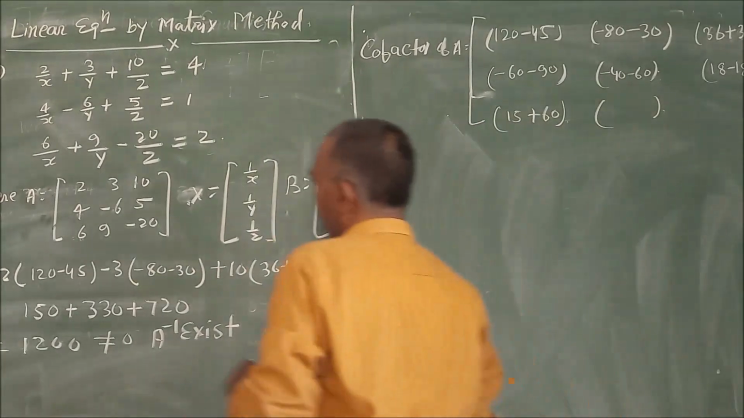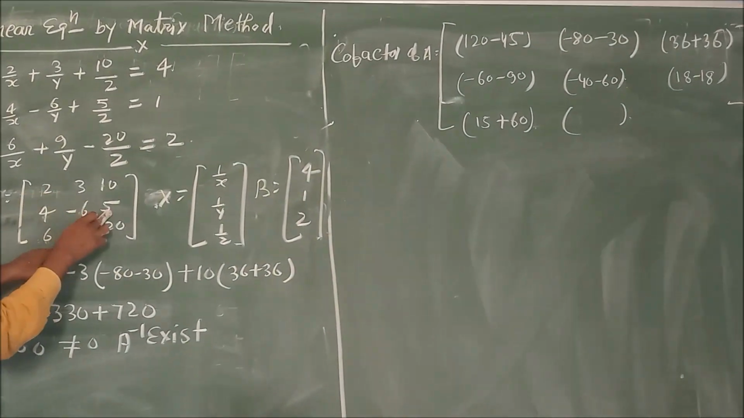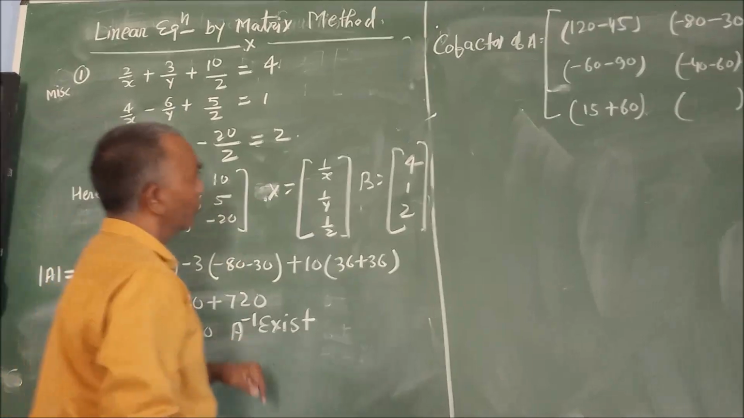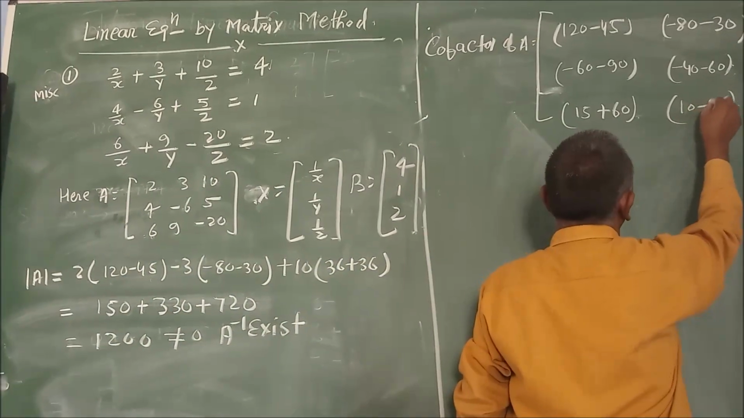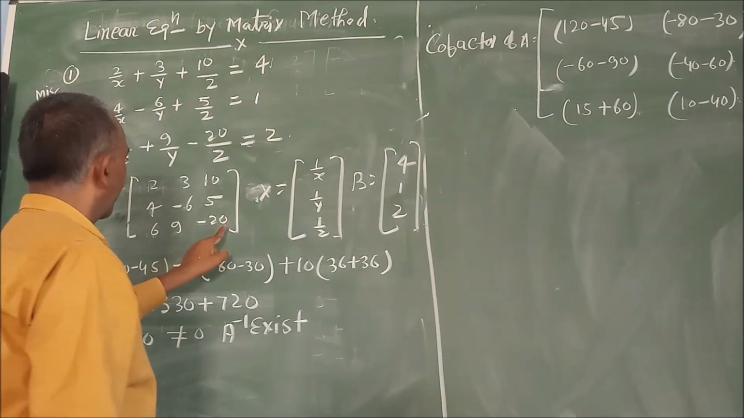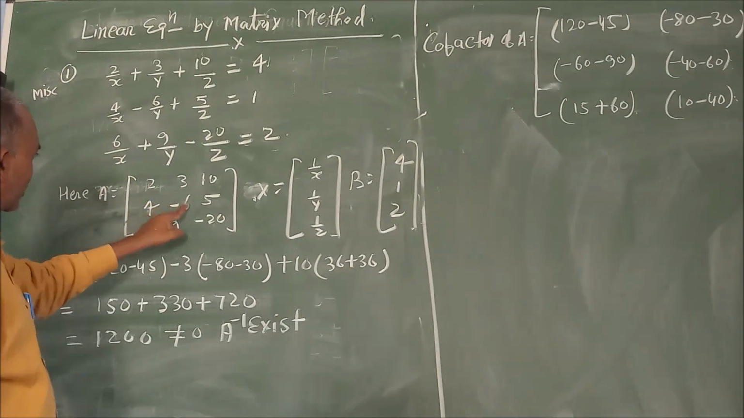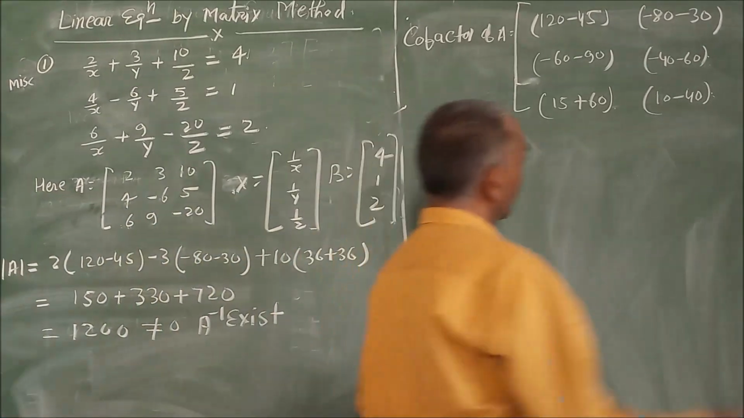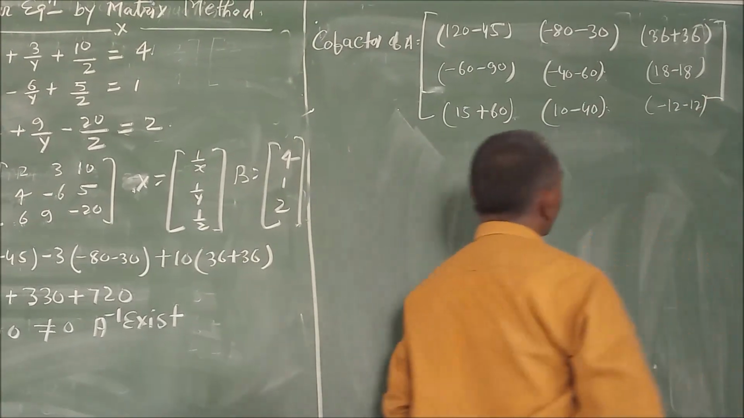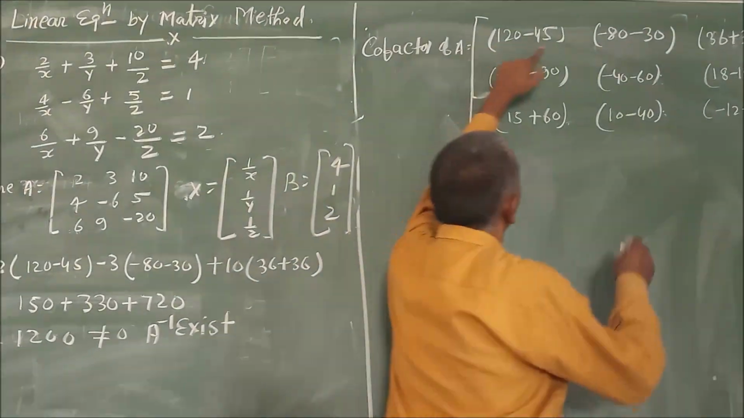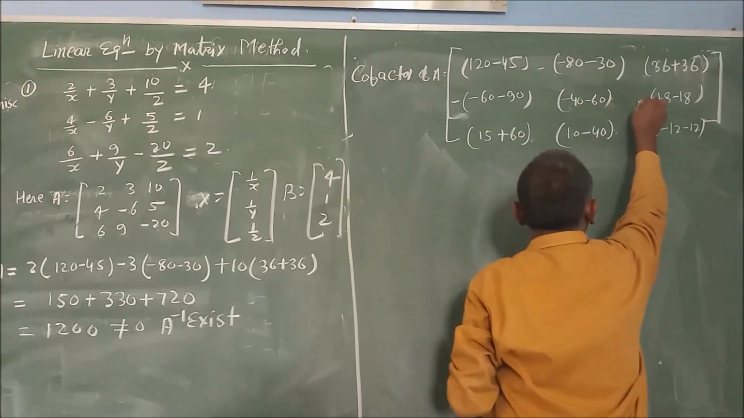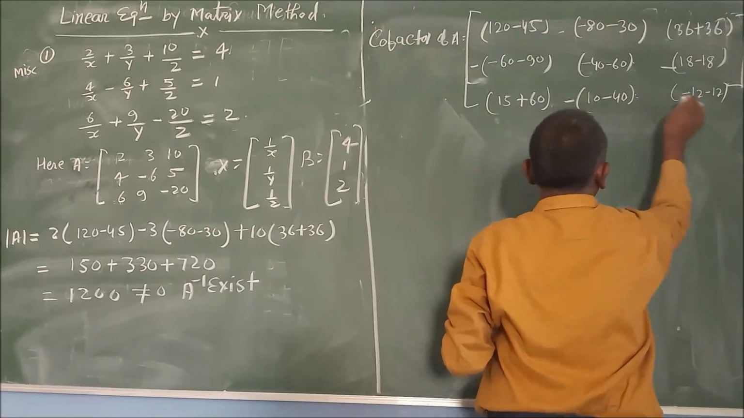And after that for this 9, for 2 into 5, 10, and 4 into 10, 20, 10 minus 40, 10 minus 10 minus 40, and with this minus 20, minus 12. So you may write here minus 12. And after that put the signs: plus, minus, plus, minus, plus, minus, plus, minus, plus.